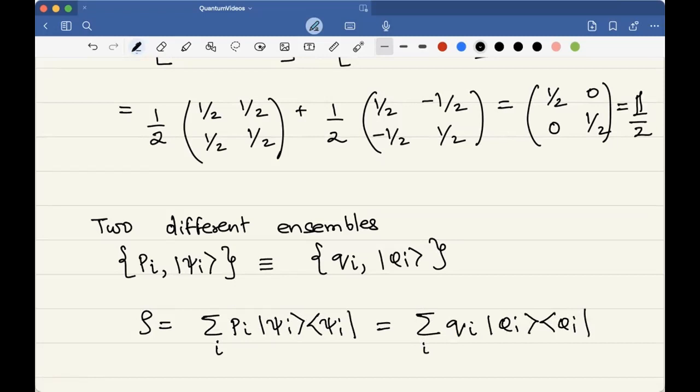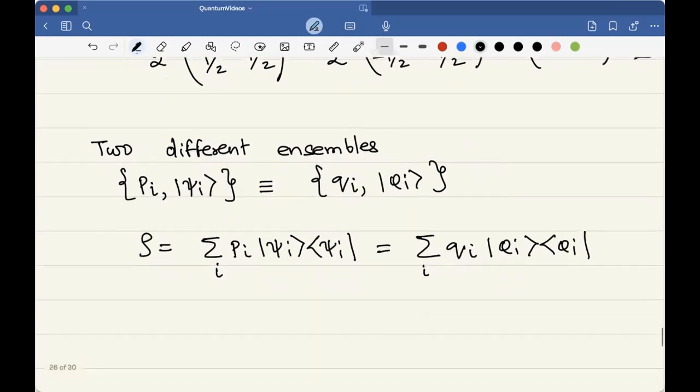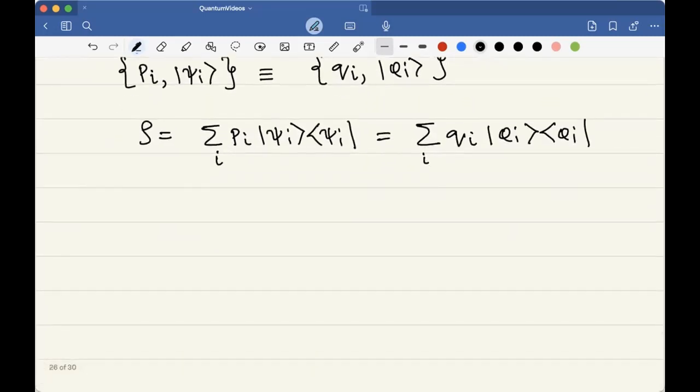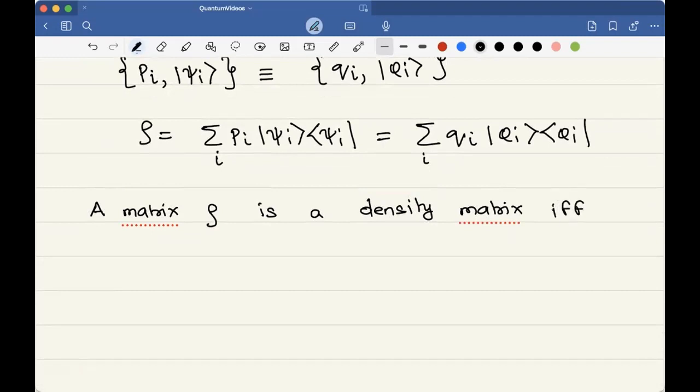In general, as I mentioned before, a matrix rho is a density matrix, which means that it represents a valid state, if and only if two conditions are satisfied. One is that rho is a positive definite matrix, and second is that trace rho is equal to 1.